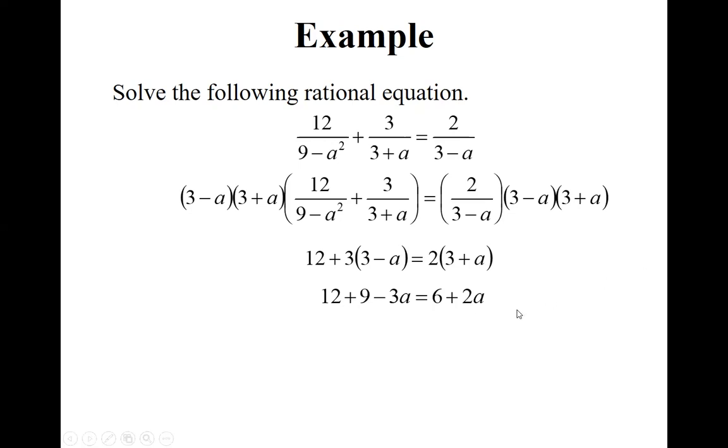Combine like terms on the left. 12 plus 9 is 21. Add 3a to both sides. Subtract 6 from both sides. 15 equals 5a. Divide both sides by 5. 3 equals a.